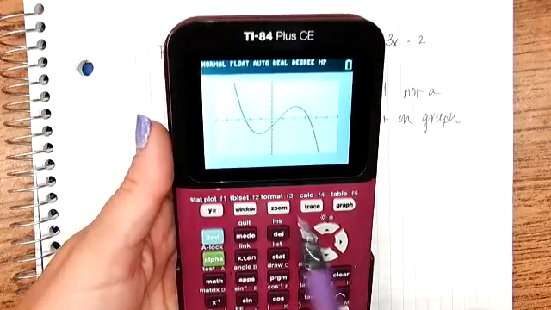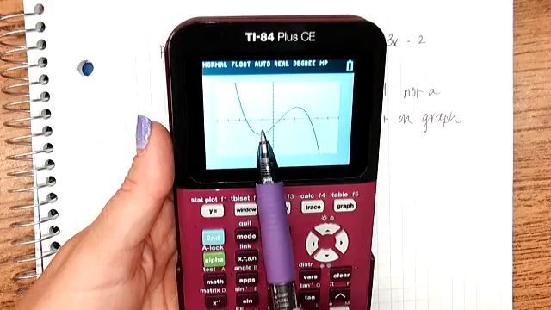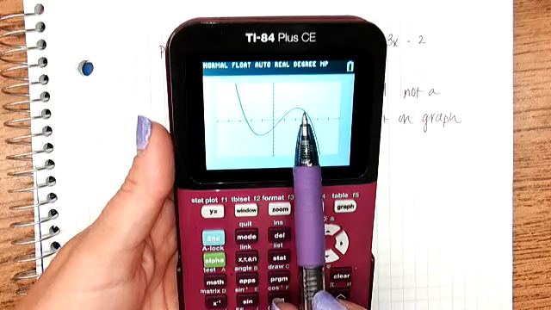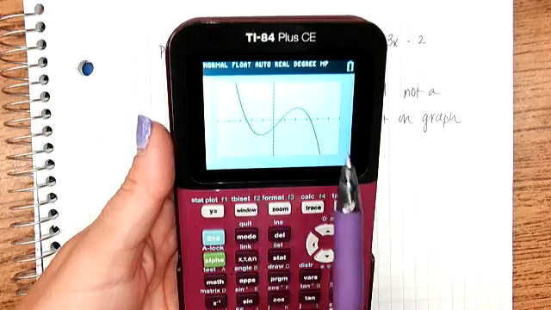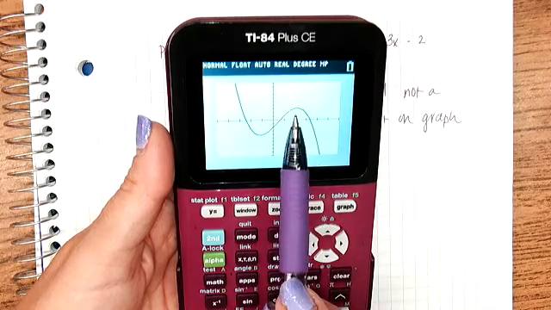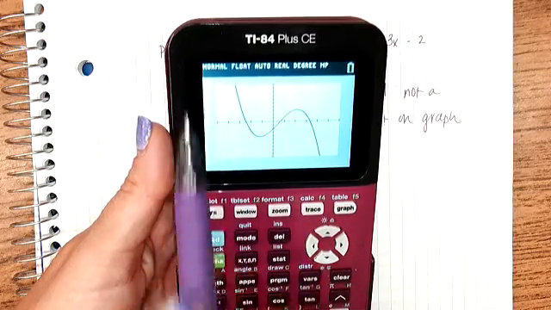Okay, so you can see on the calculator that I have a min and I have a max. I have a local min, because the minimum is way down here, it's negative infinity, and this is a local max because it's going on up forever.